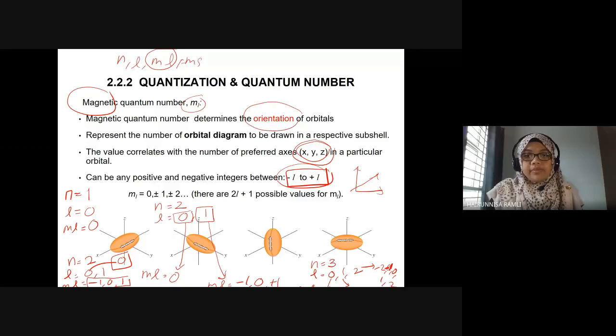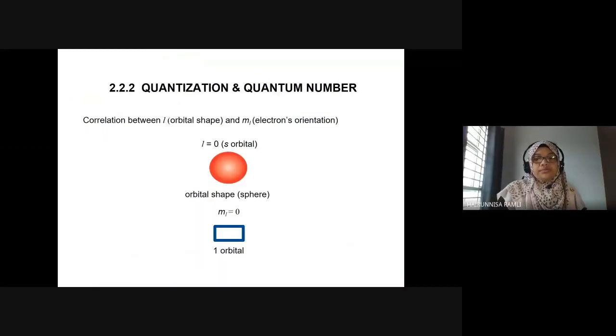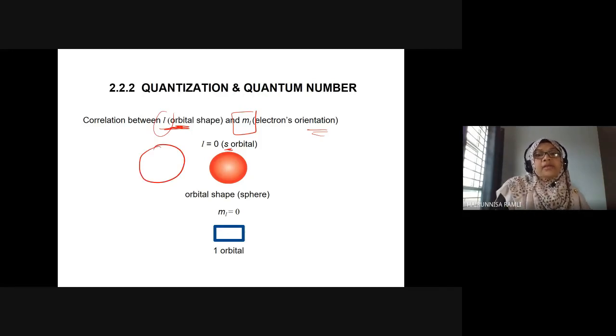Tak ada eh? Okay, so saya proceed. So, kita come out lah dengan, okay. Ni lah bentuk dia. So, kita nak relatekan L shape eh dengan ML. Dia punya orientation tu. Okay, so L equals to 0 is actually bentuk S tadi kan? S bentuk dia adalah sphere, bulat. Bulat je. Okay? Cuma maknanya kalau we know that setiap n ada s, betul tak? N awak equals to 1 ke, n awak equals to 4 ke, mesti ada at least s. So bentuk dia bulat. Cuma bulat apa nak bezakan? Lagi besar n, lagi besarlah bulat dia. Kan? Itu nanti later lah kita akan pergi eh.